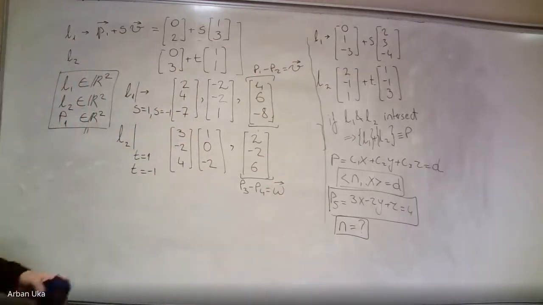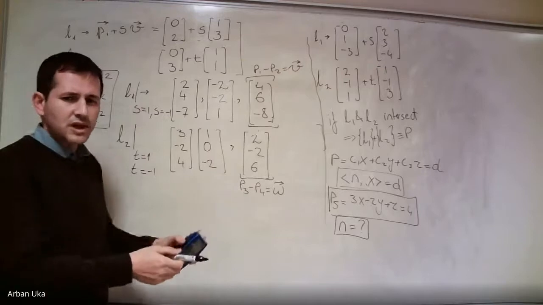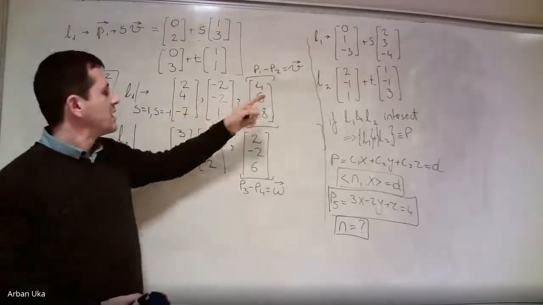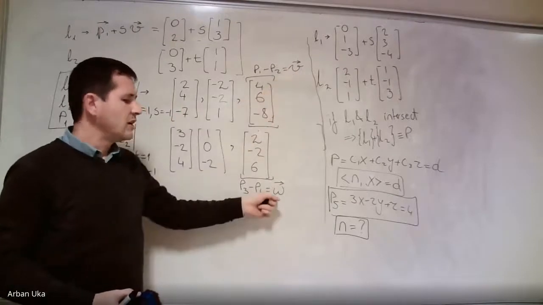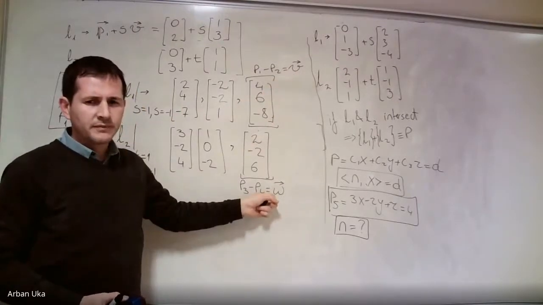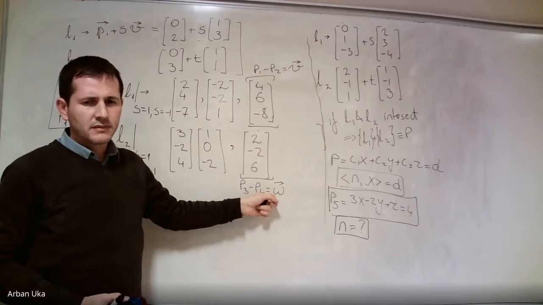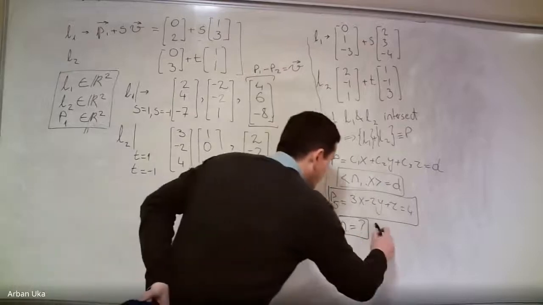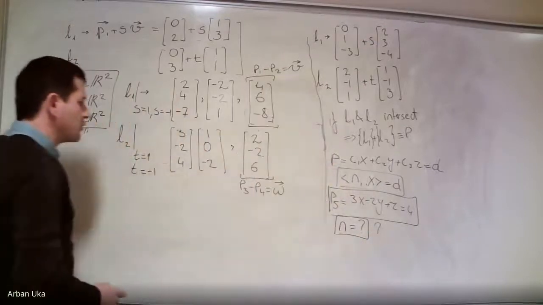So what did we get? We have 2 directions, which are now these 2 vectors. Are they on the plane that we are looking for? Yes, they are. What I'm still looking for is N. How can we find N?